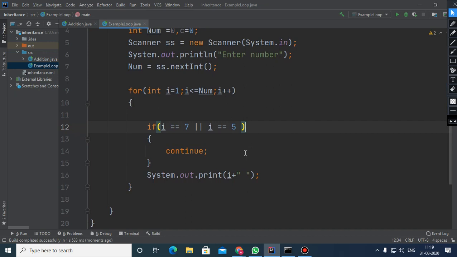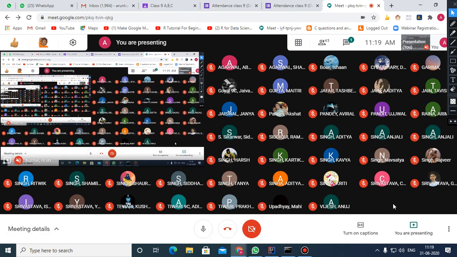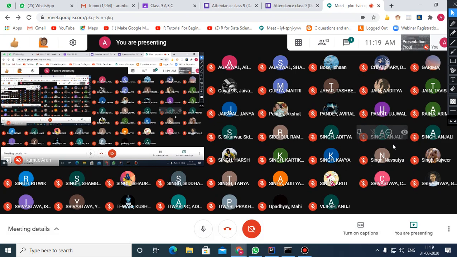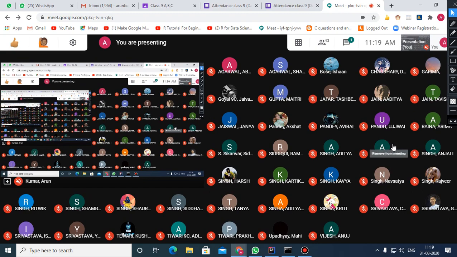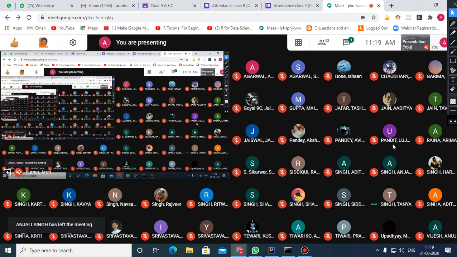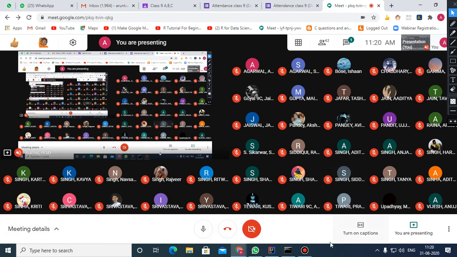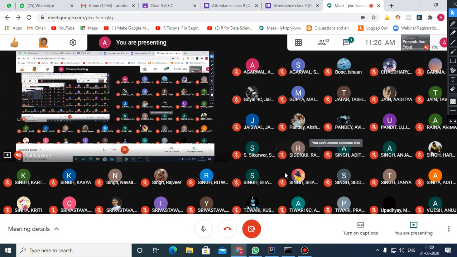Class 9th. So it is clear, what continue and break do? Break basically terminates the running loop, whereas continue skips the current iteration of the loop, and all these, continue and break, are known as jump statements. I hope it's clear.